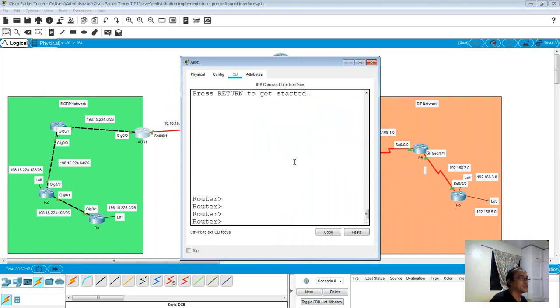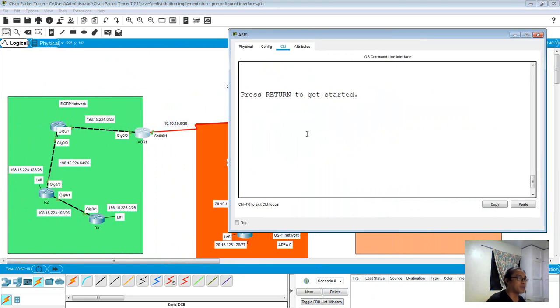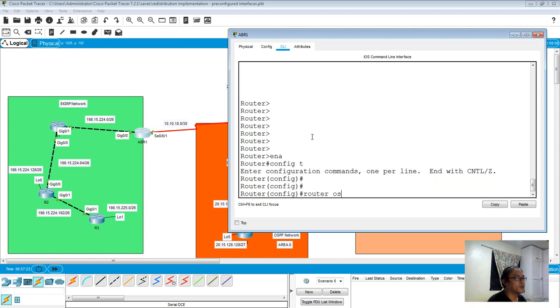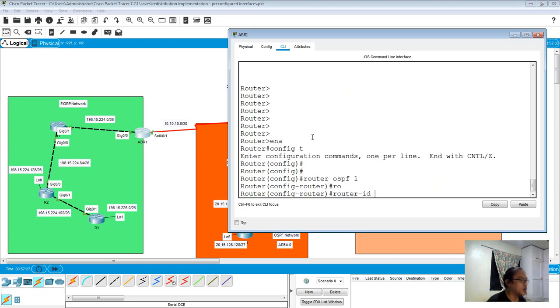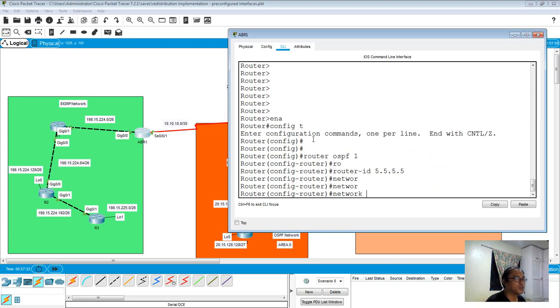Okay, so again, same process. We are going to configure OSPF first, since this part of the network is OSPF. So enable, config t, then router ospf 1, then router-id 5.5.5.5. Then we put the network 10.10.10.0 0.0.0.3 at area 0.